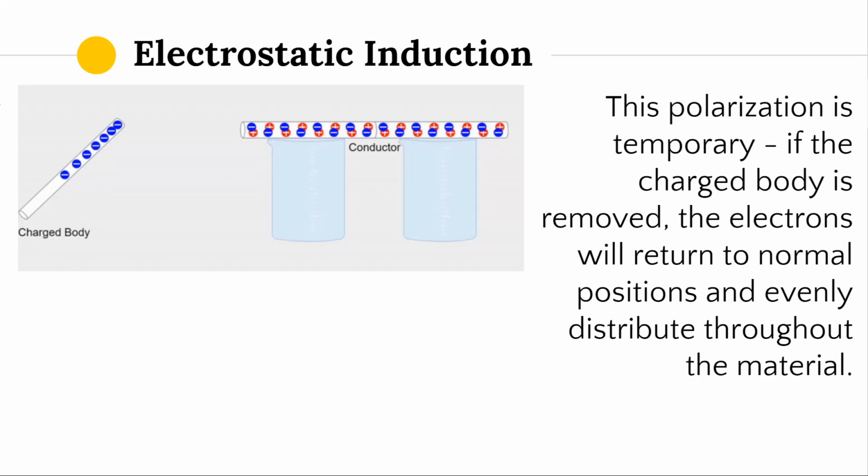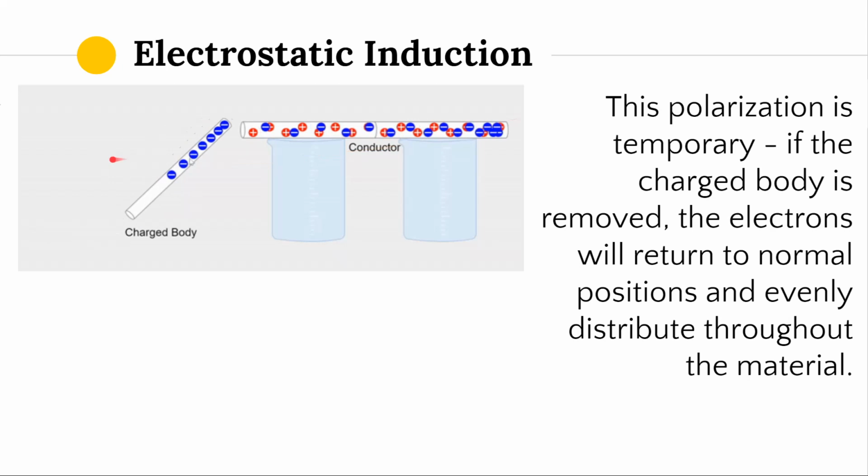Okay, so this polarization is temporary. If the charged body is removed, the electrons will return to their normal positions. So you haven't actually caused any transfer yet. If you move this negative rod away, it just goes back to how it was. Okay, so you bring it near, you get this polarization, but then when you move it away, it goes back unless you add another step. Okay, so this polarization is temporary.